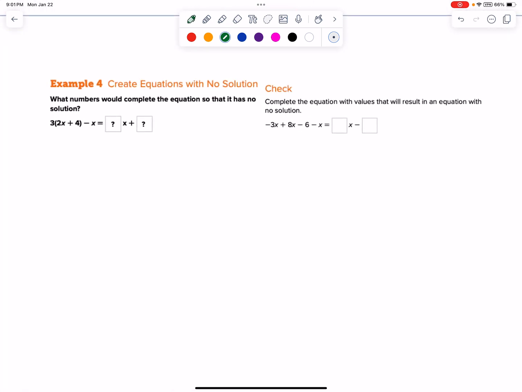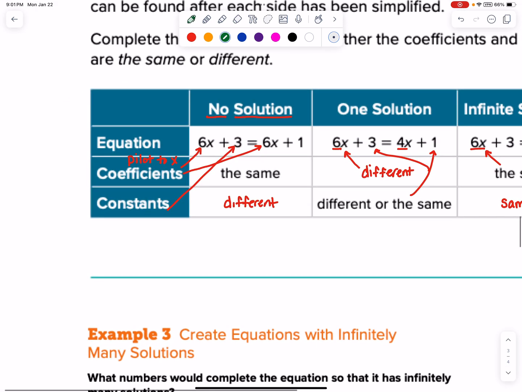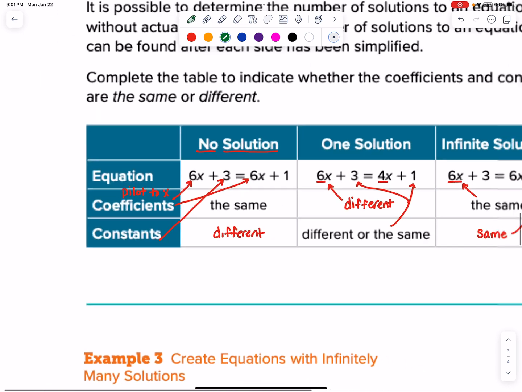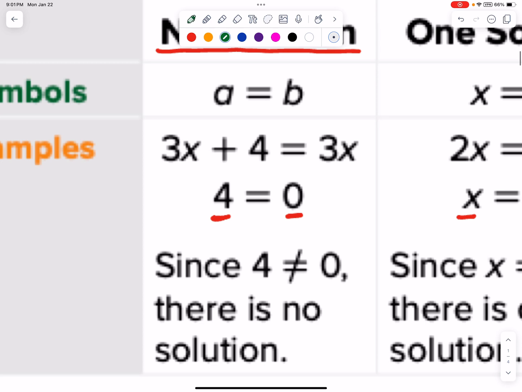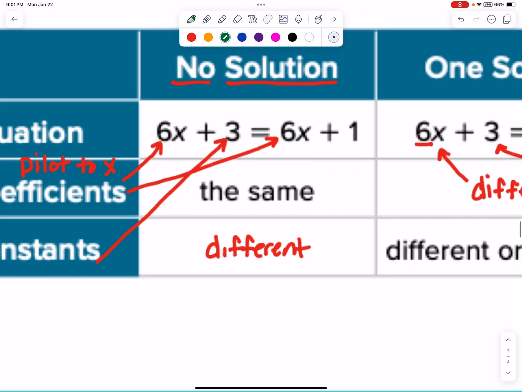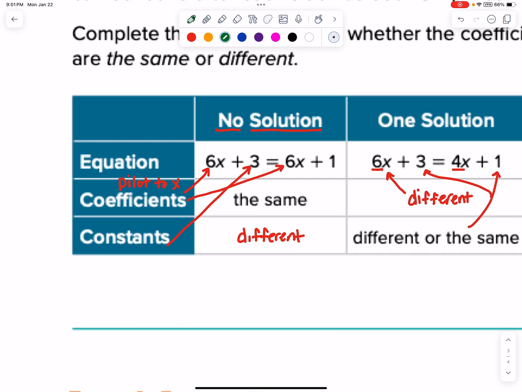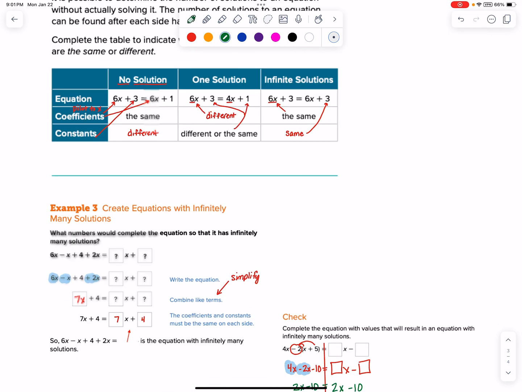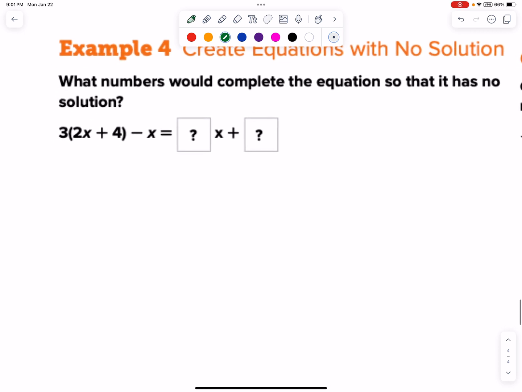So let's go ahead and create some equations with no solution. And so remind yourself, no solution means that you're going to end up with, I'll go way up to the top here, a number equaling a different number. And the way to do that is the coefficients are the same, but we have different constants. So same coefficients, different constants. So let's go ahead and try this one out. And I don't expect you to remember all that. You can always refresh back.